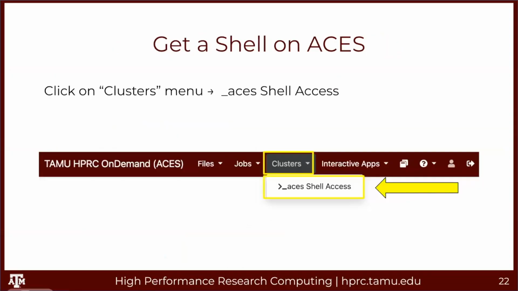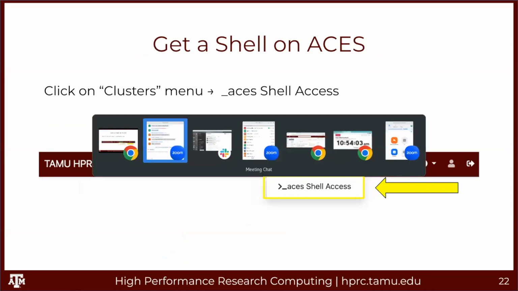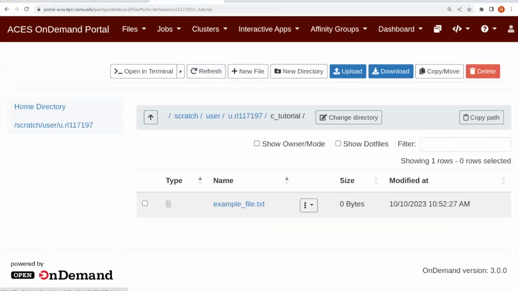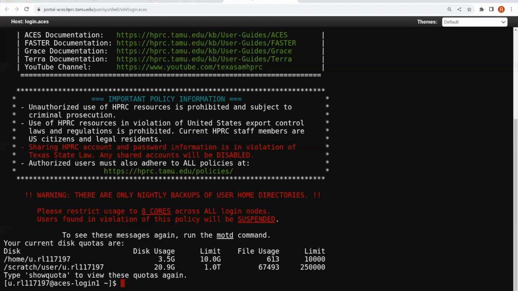So to do our exercises, we need a shell on ACES. In the on-demand portal, the navigator at the top has a clusters menu, and the only option currently there is ACES shell access. So please click on it. I'm going to click on clusters, ACES shell access, and it pops open a new tab and drops me into a login node.